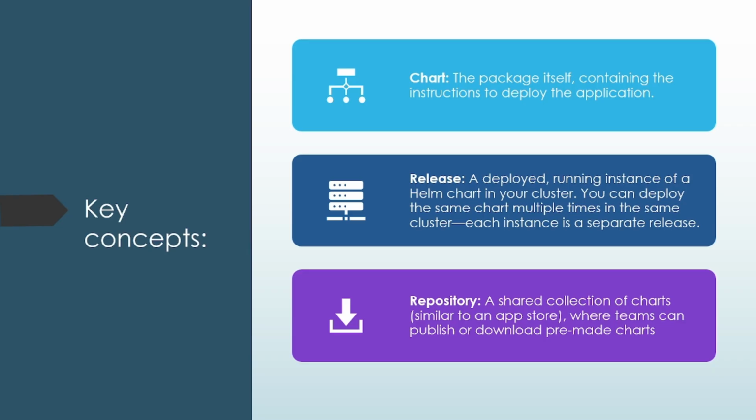Release. It is a deployed running instance of a Helm chart in your cluster. You can deploy the same chart multiple times in the same cluster. Each instance is a separate release. For example, if you have an application named ABC, then you can have multiple releases of the same ABC application in the same cluster.